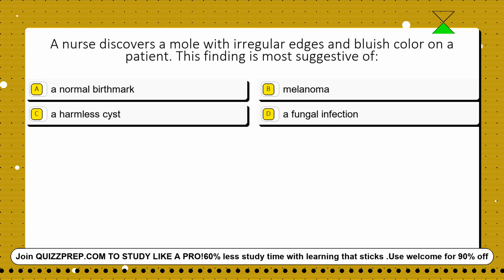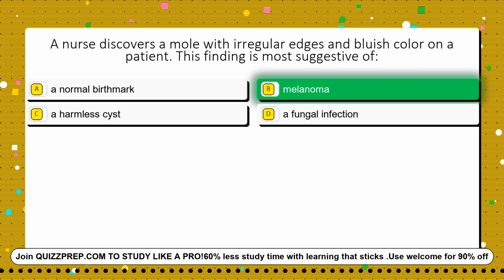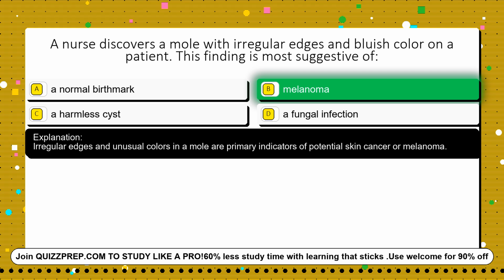Question 64. A nurse discovers a mole with irregular edges and bluish color on a patient. This finding is most suggestive of option A, a normal birthmark. Option B, melanoma. Option C, a harmless cyst. Option D, a fungal infection. The correct answer is option B, melanoma. Irregular edges and unusual colors in a mole are primary indicators of potential skin cancer or melanoma.